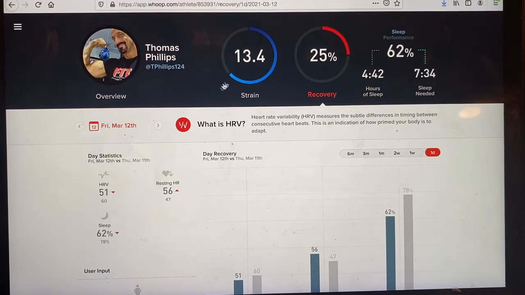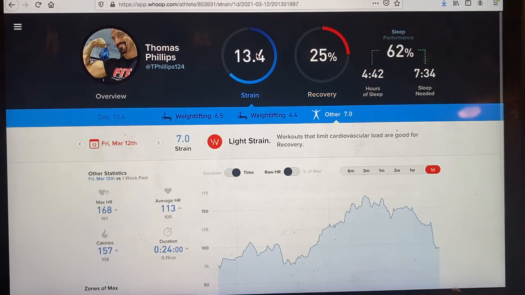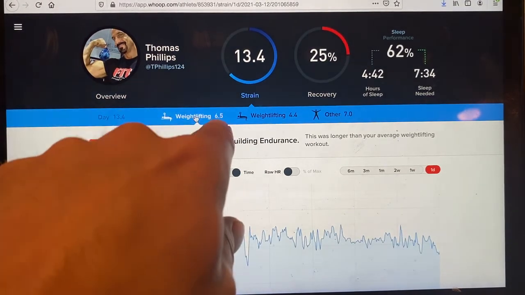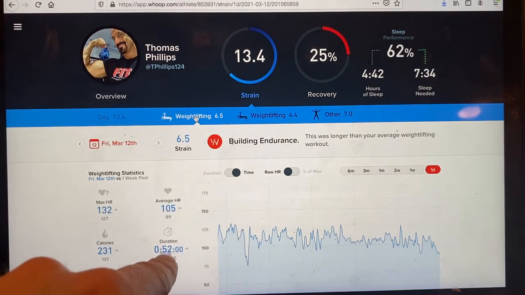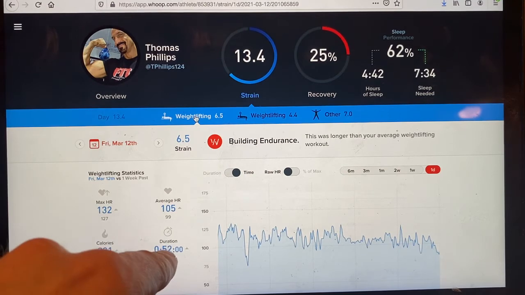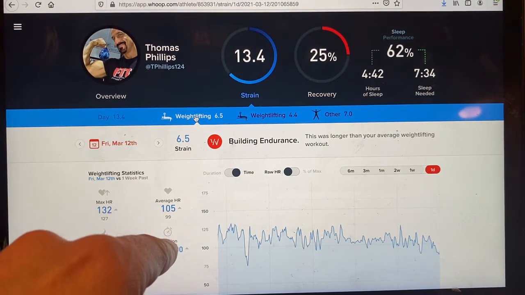More importantly, guys, when we look at strain, okay, and let me go to the perfect Friday. Okay, so check this out. I'll go to my weightlifting workout. Notice the strain was 6.5. I did a weightlifting workout for 52 minutes in the morning. This is a hard workout. Anybody who trains with me on a Friday will tell you it is difficult.